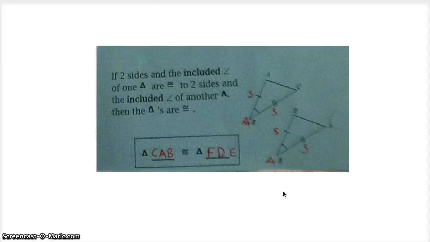Okay, the next one states, if two sides and the included angle of one triangle are congruent to two sides and an included angle of another triangle, then the triangles are congruent. So included angle, notice that the angle is in between the two sides, that's why it's included. I did triangle CAB. So since C has to go with F, and then A goes with D, and B goes with E. Okay, try the example on the left-hand side without me first.